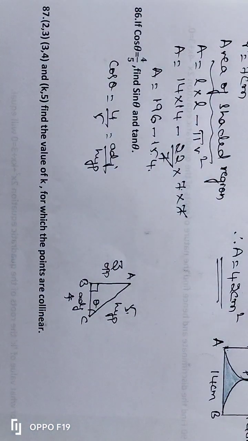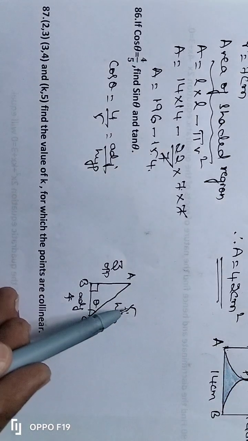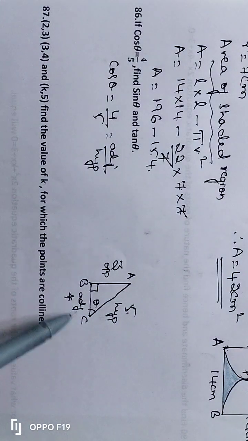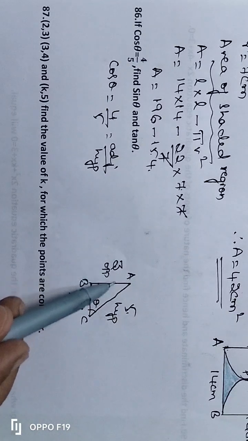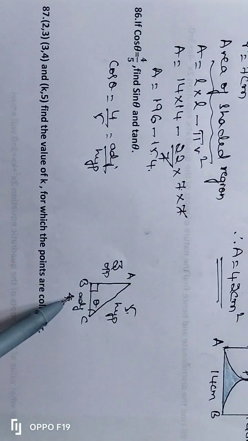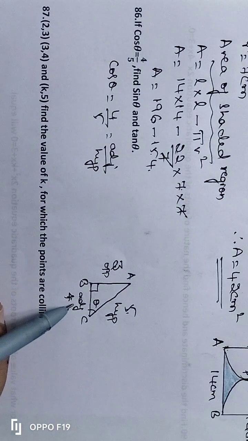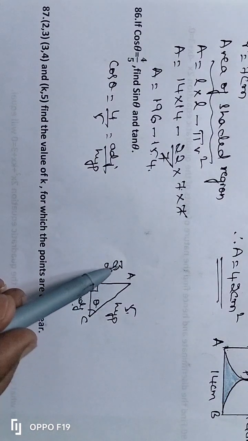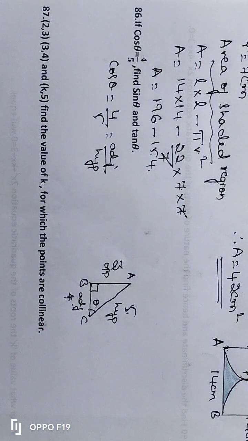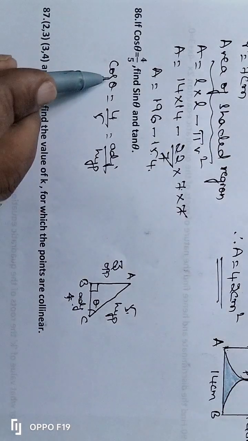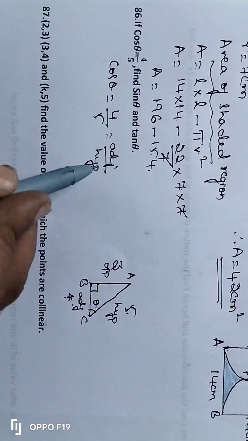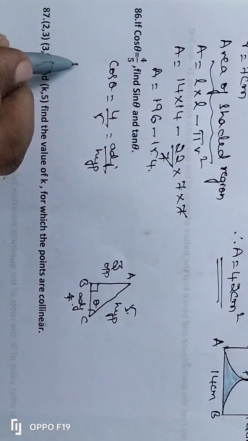So directly you can write 3. If they have given 5 and 4, so if 5 is the hypotenuse and 4 is the adjacent, then definitely the opposite will be 3 only, or if opposite is 4, then adjacent will be 3 only, because 3, 4, 5 is a Pythagorean triplet. So now cos theta is equal to 4 by 5, that is adjacent by hypotenuse.